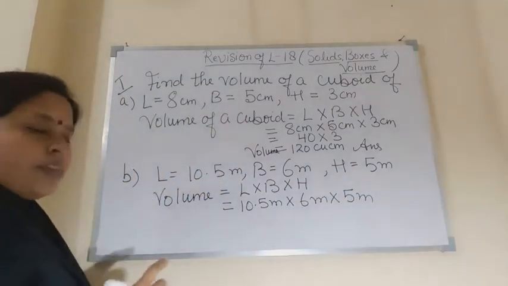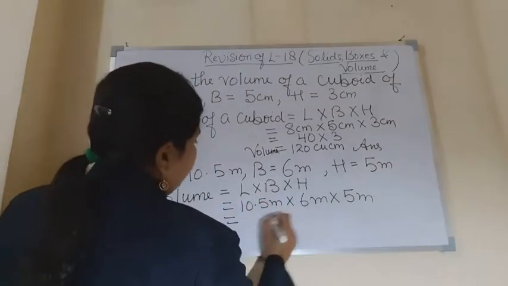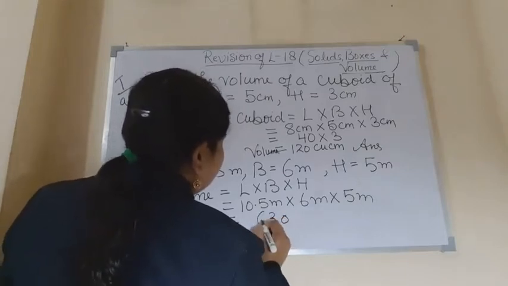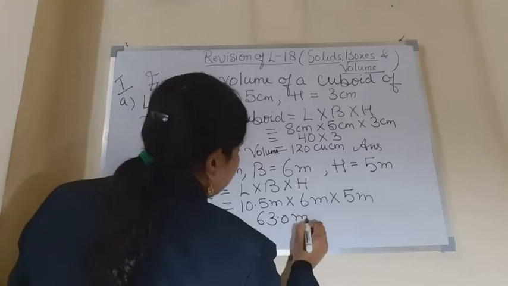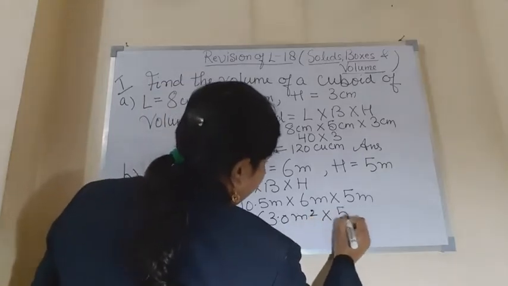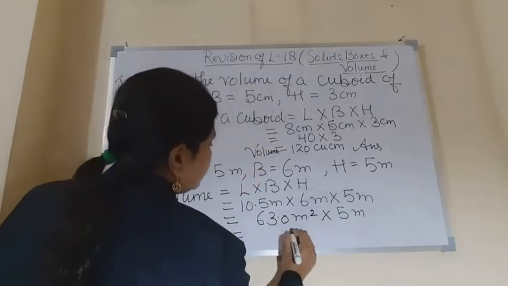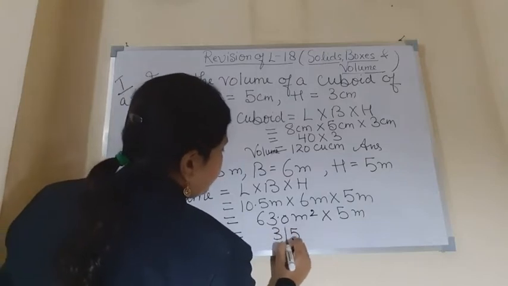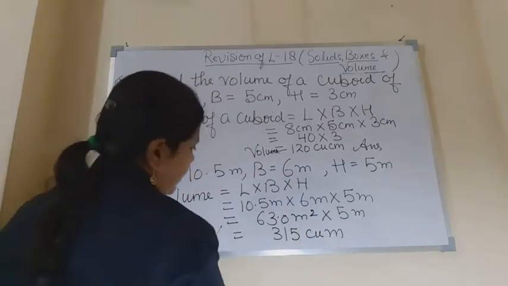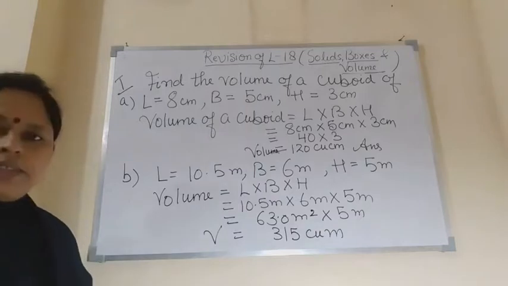So first of all we will multiply 10.5 by 6. What do we get? We get 63 meter square multiplied by 5 meter, which is equal to 315 cubic meter, and this is our volume.